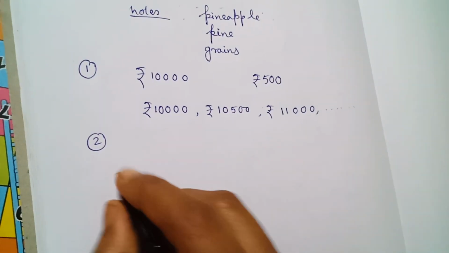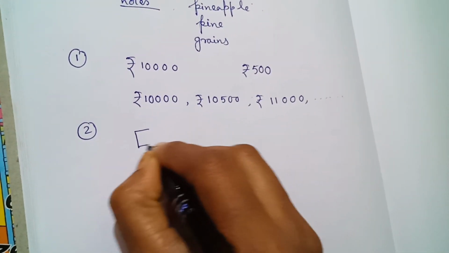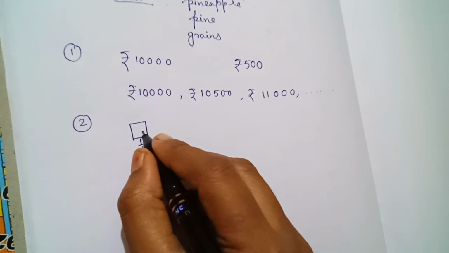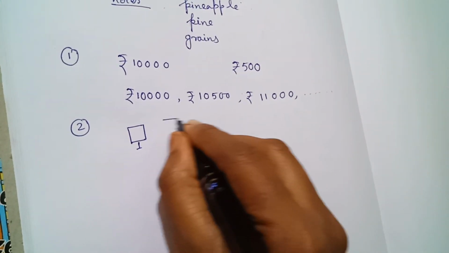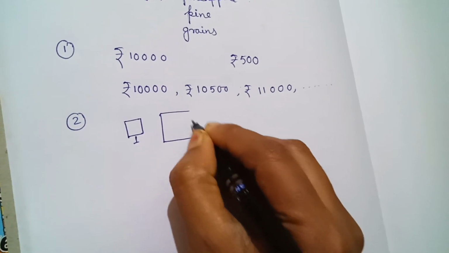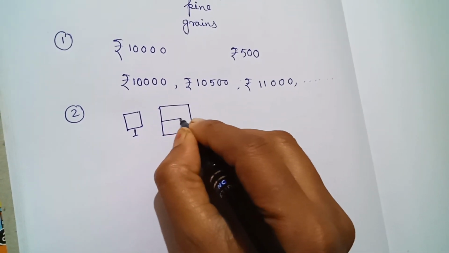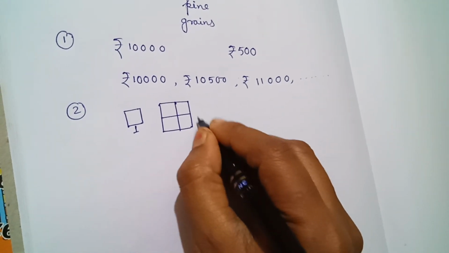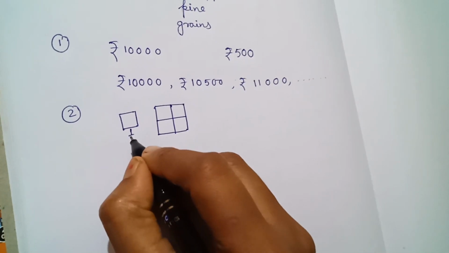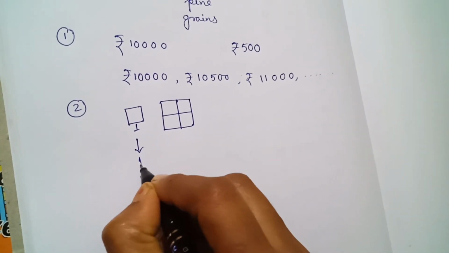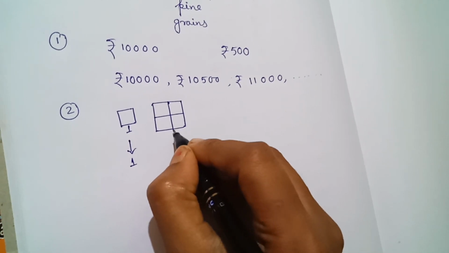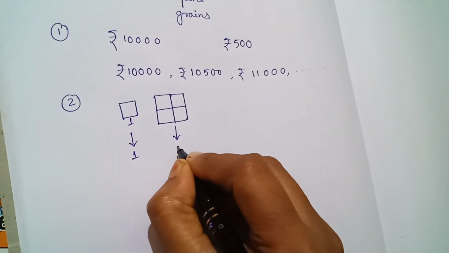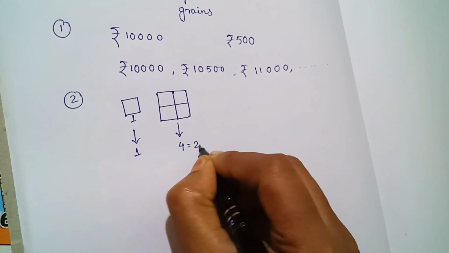Another example I am taking. Suppose you have a unit square like this. That means its side is 1 unit. Okay. Then you take a square with sides 2 units. So this is 1, this is 1. That means 2 units. So you look here, for 1 unit, number of squares is 1. For 2 units, number of squares inside the main square is 4. 4 means we can write it as 2 square.